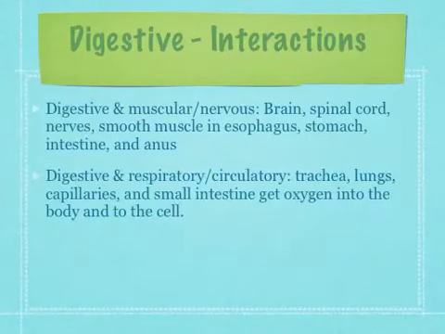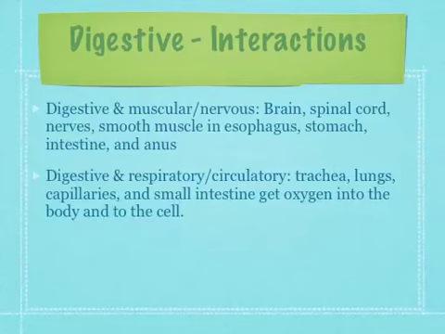Your digestive system also works with your respiratory and your circulatory system. I talked a little bit about this in the lesson. You have a trachea, lungs, and capillaries, which are part of the respiratory and circulatory system. The trachea carries oxygen into the lungs, and while it's in the lungs, there are capillaries on the edge of the lungs, just like there are capillaries on the edge of the villi of your small intestines. This allows for oxygen to get into the bloodstream or into the blood vessels, and it allows carbon dioxide to get out of the bloodstream or blood vessels and into the lungs.